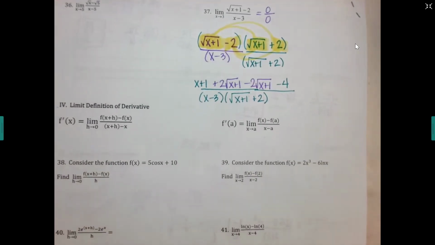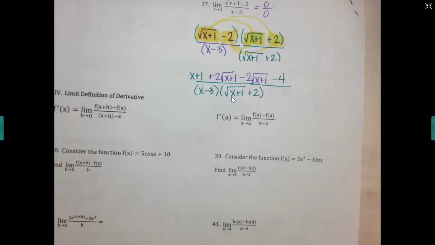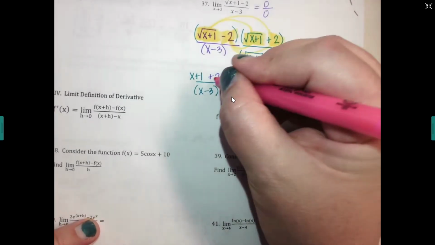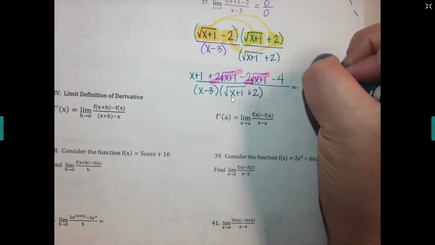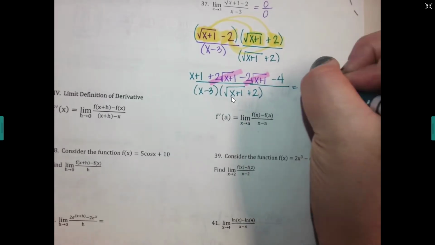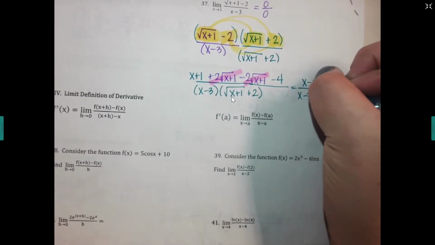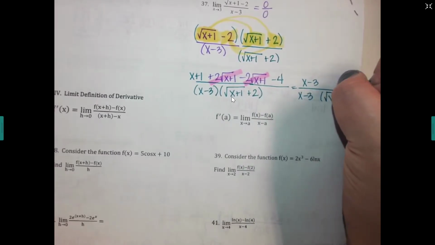Remember, the reason that conjugates work out is that your middle 2 terms are going to cross each other out. So what is going to be left on top once these guys are gone? X plus 1 minus 4. And what is that the same as? X minus 3. And where else do we have an x minus 3? On the bottom. Good. So you would have x minus 3 over x minus 3 and then the conjugate.